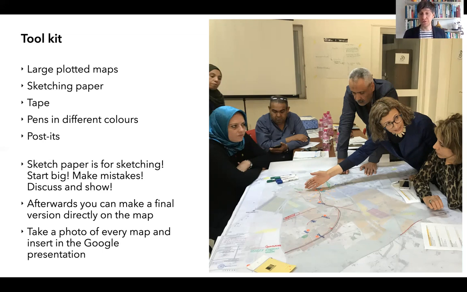There should be tape, so you can put this on the map so it's not moving around, because if it's moving around, it will be difficult, and you will see that one marking will be in the wrong place. There should be pens in different colors, particularly for the land use exercise. Post-its, so you can write things and you can move around post-its. And remember that sketch paper is for sketching. Don't be afraid. Don't sit for 10 minutes looking at this. Start big. Start drawing. You can take a new sketch paper if it's ugly or if you make mistakes.